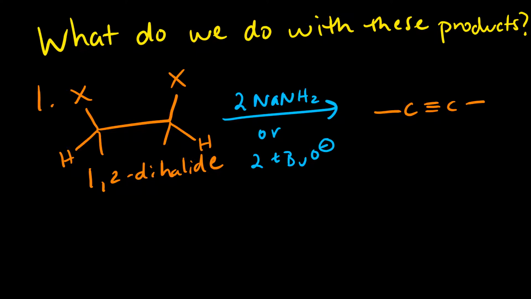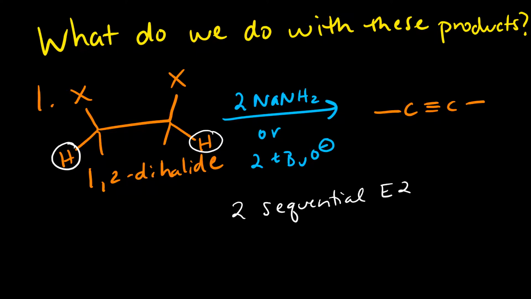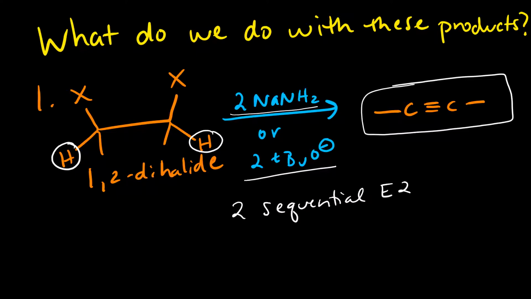Finally, in case you're wondering what we do with these two products, let's look at the 1,2-dihalide product that results from halogenation. As long as there are protons on both of the carbons left there, you can actually do 2 sequential E2 eliminations using either 2 equivalents of t-butoxide or sodium amide, and that's going to give you an alkyne product. You need to remember this reaction because this is going to be one of, actually probably the only, way that you're going to learn how to make a triple bond during both semesters of organic chemistry.